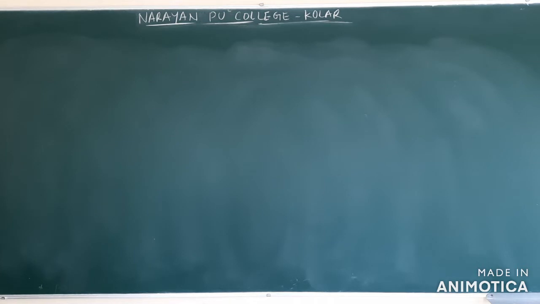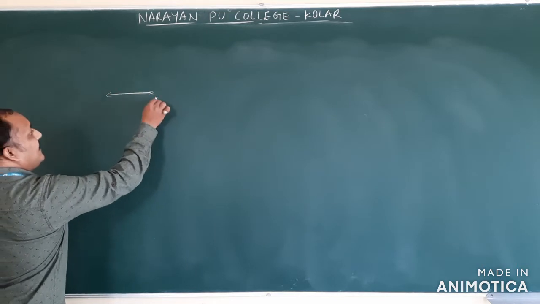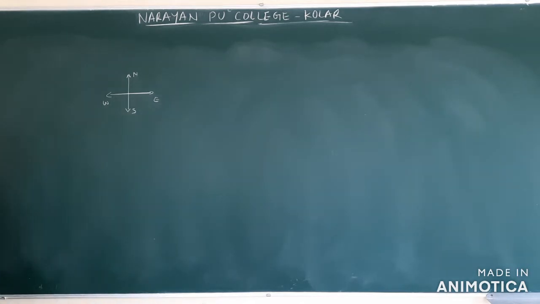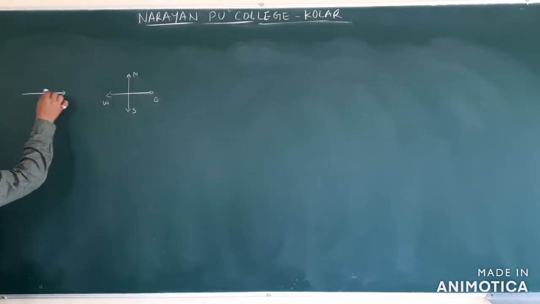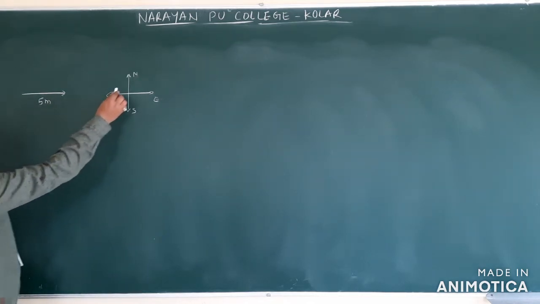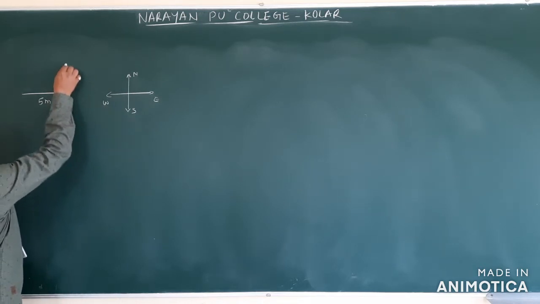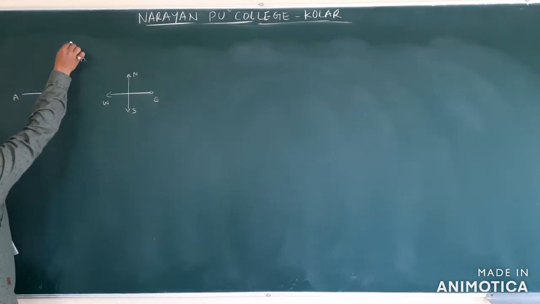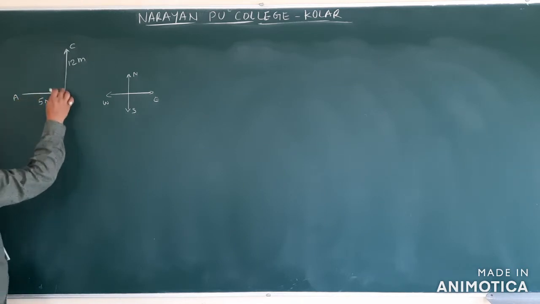A particle moves 5 meters towards east. I gave you the directions: east, west, north, south. Towards east means the object is moving like this. How many meters towards east? 5 meters. Next, 12 meters towards north. From here, he moved towards north 12 meters. North means upwards. Now, what is the initial position? A. What is the final position? C. If you have taken A, B, C like this.